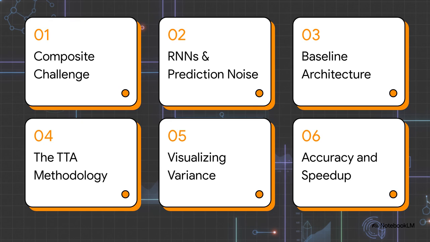Here is our roadmap for the explainer. We're going to cover the composite challenge, RNNs and prediction noise, the baseline architecture, the TTA methodology, visualizing variance, and finally, wrap up with accuracy and speed up.